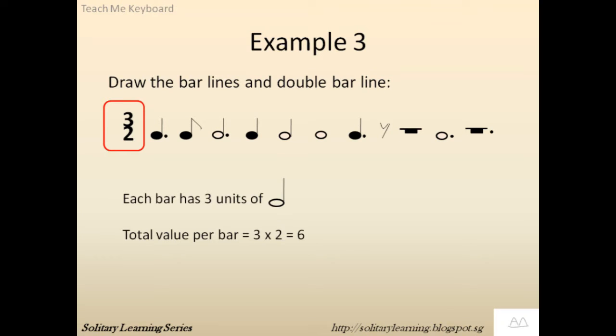The time signature for this question is 3/2. This means that there are 3 units of minim or its equivalent per bar. Each minim has a note value of 2. As such, each bar has a value of 3 times 2, or 6.